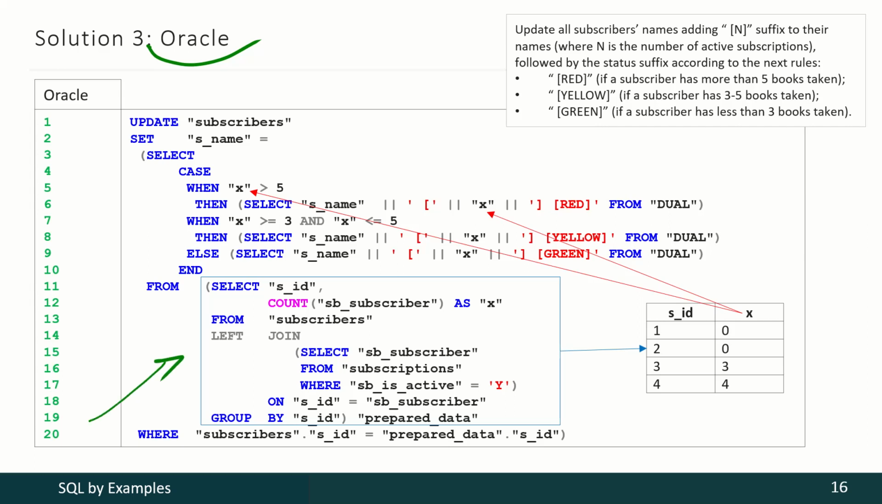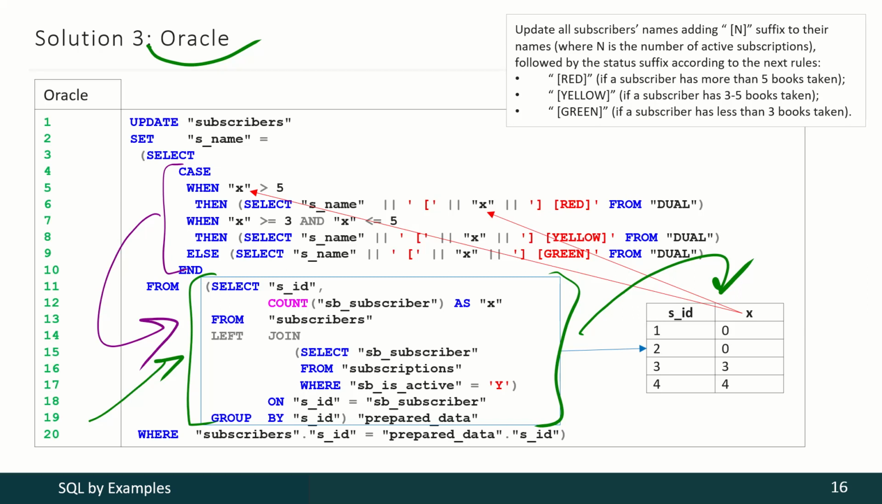Here we see a subquery as a data source, and this subquery produces the following data. Then in this part we use the data produced by this subquery to detect the final value for our sname field. Also, please pay attention that in Oracle we have to use such an operator for string concatenation. That's because in this DBMS the concat function may operate on 2 arguments only, and we have 1, 2, 3, 4 strings to concatenate.